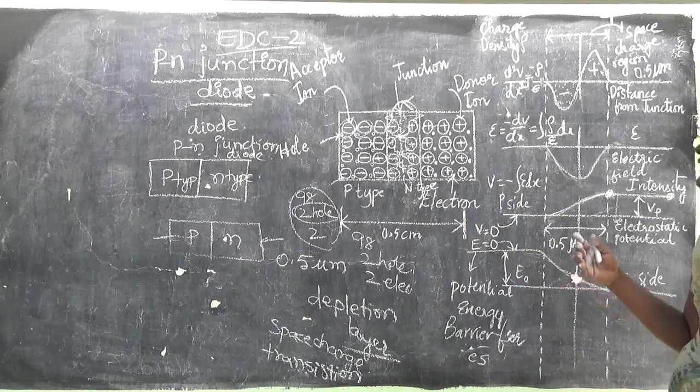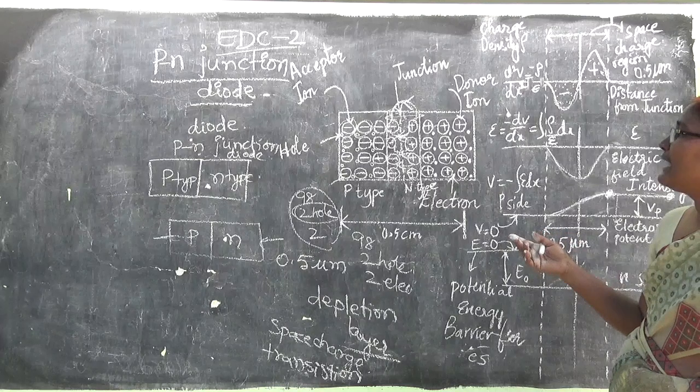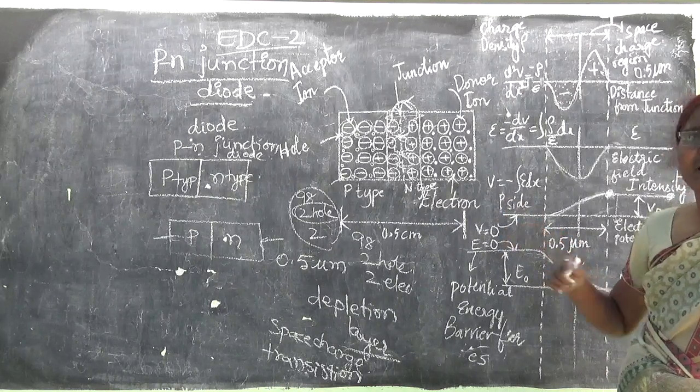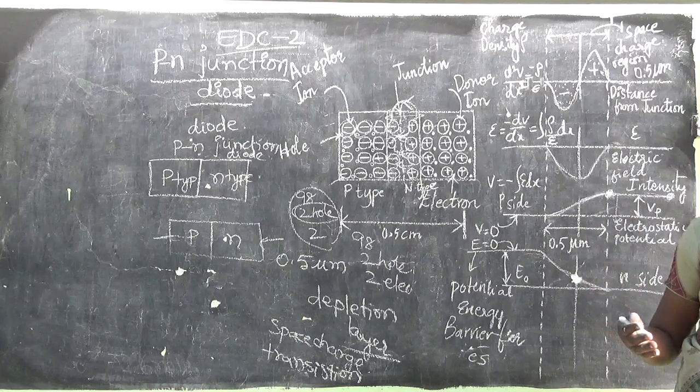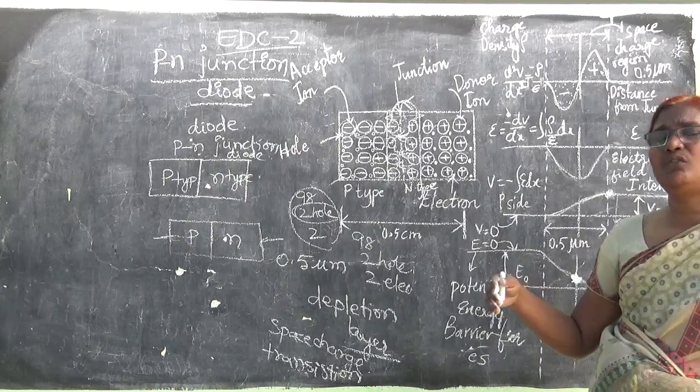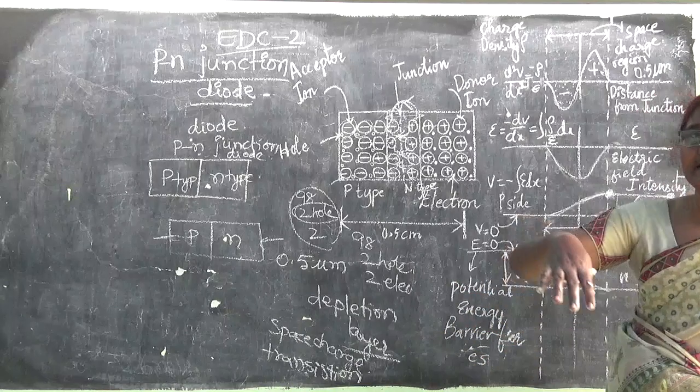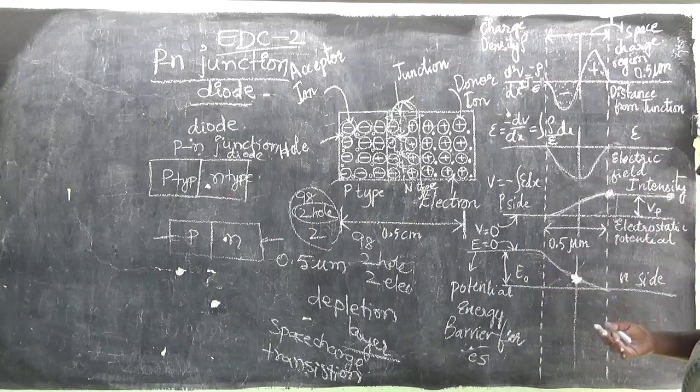And now we are going to learn the electrical characteristics of the PN junction diode, how we will use the PN junction diode in our circuits, and what it will do when it is connected in a circuit. That we are going to learn now. I hope you understood all this.